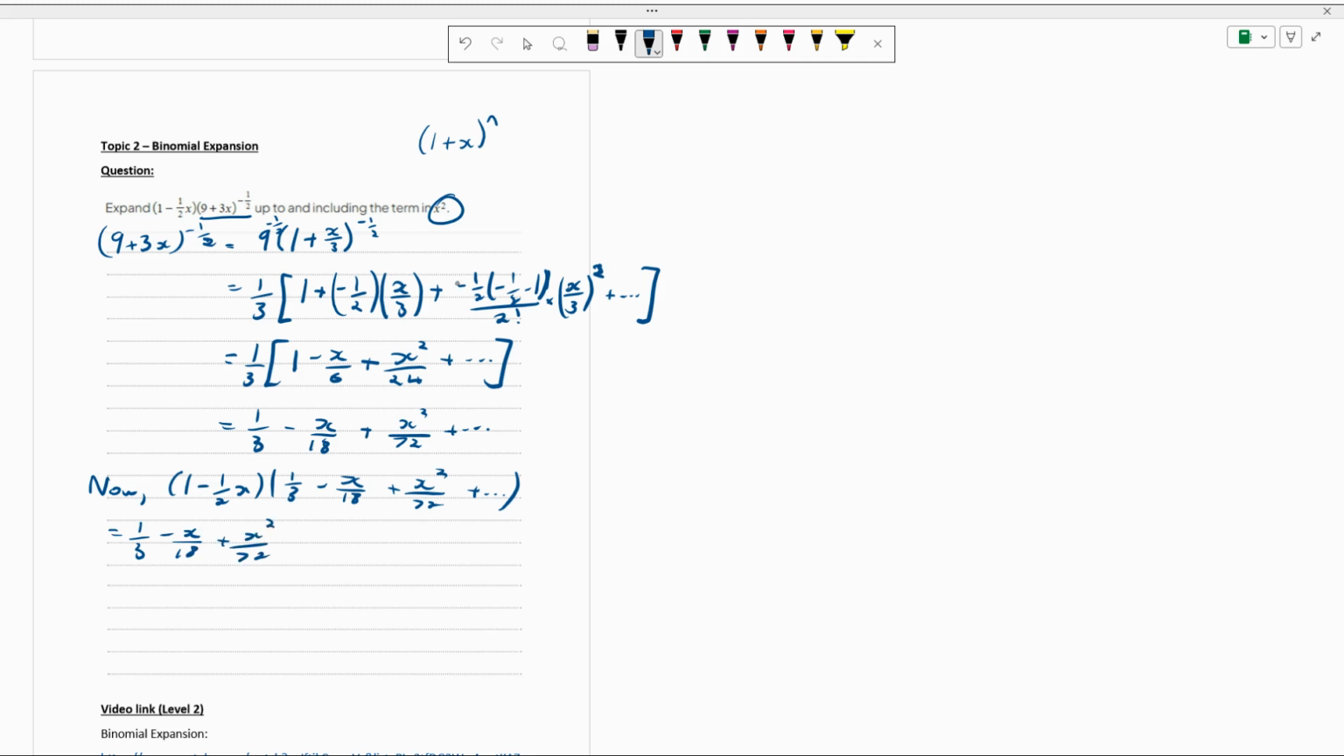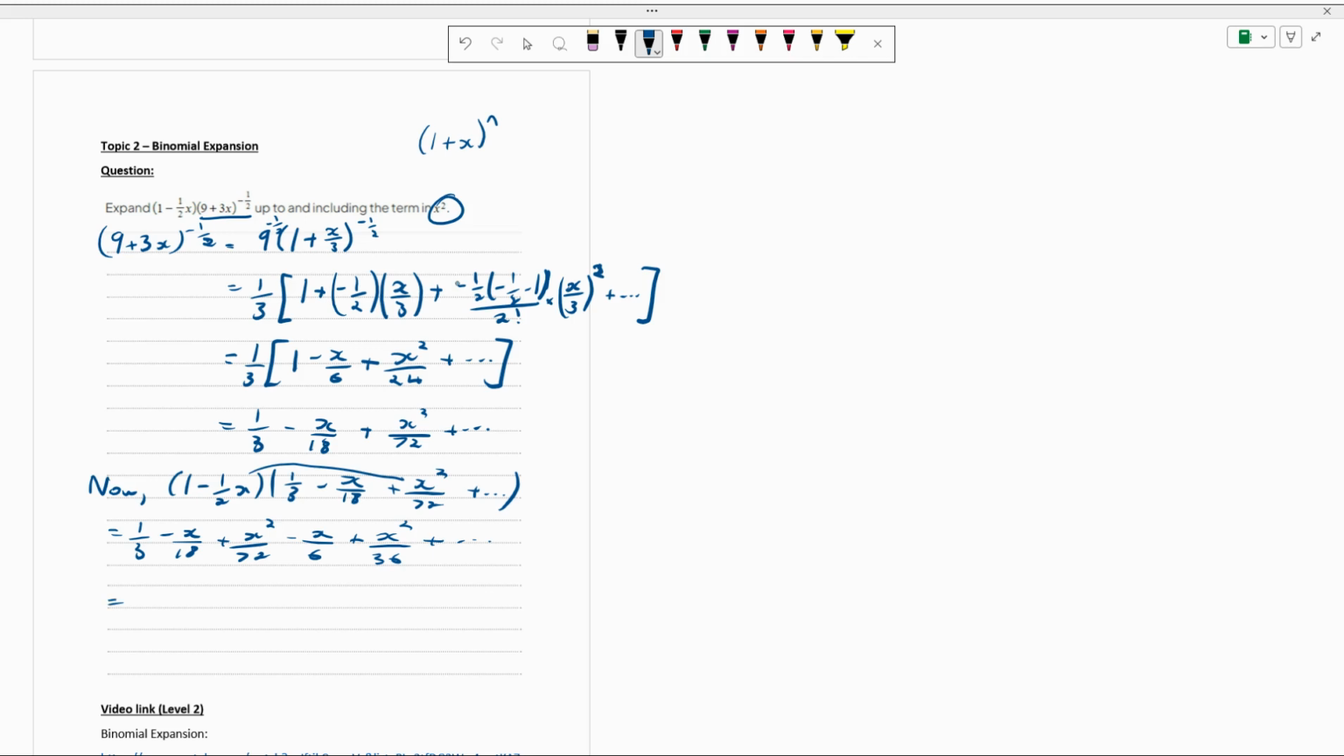The next one we'll do is minus a half times everything. So minus a half times the first one, minus a half times a third, is going to give me minus x over 6. Minus a half times the second one is basically going to make a positive, because I've got negative, negative, negative, and I'm going to get x squared over 36. Now, I'm not going to times the last two, because if I do, it's going to give me an x cubed, which I don't want. So I don't need to do that bit.